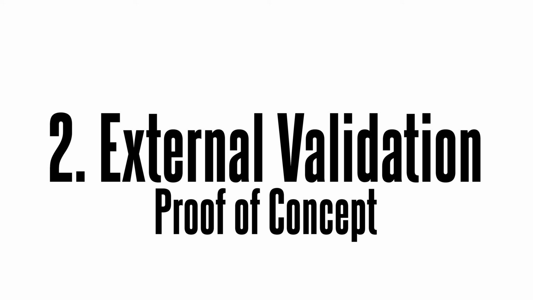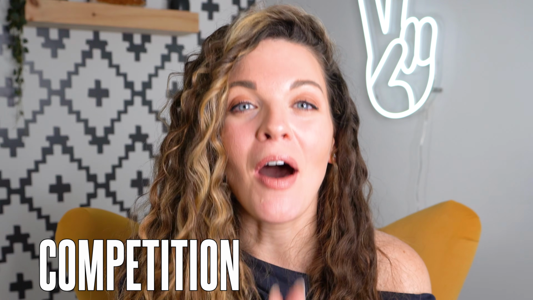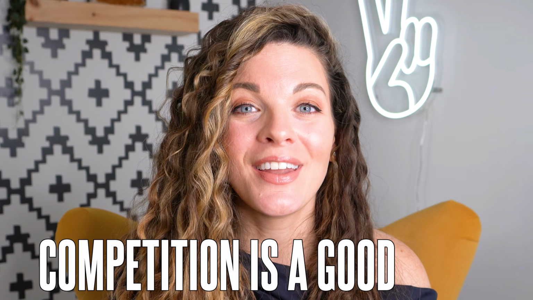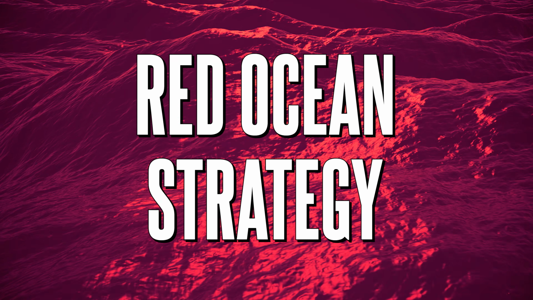Step number 2 is external validation, otherwise known as proof of concept. Repeat after me. You can even comment below with this. Competition is a good thing. Okay, I know we talked about blue versus red ocean strategy earlier, and you're probably thinking, but there should be no competition if I do this the right way.